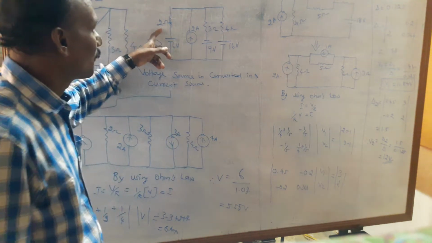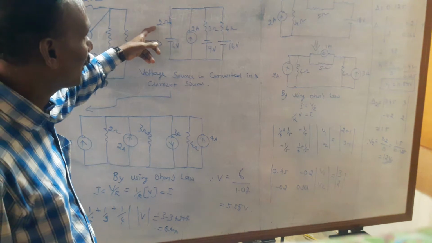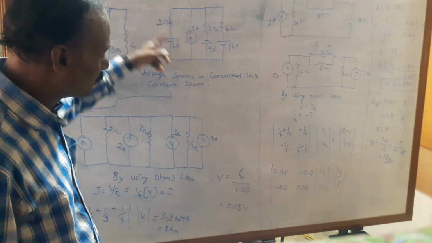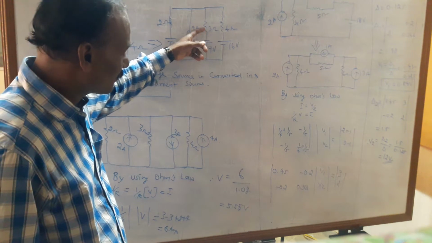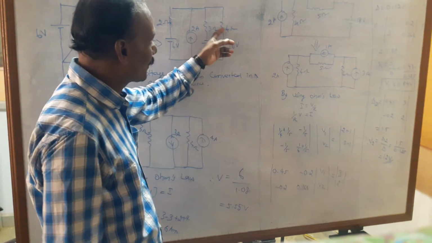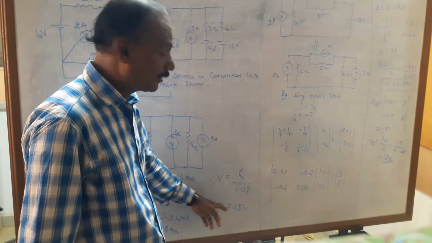For example, the power across the 2 ohm resistance is equal to I square R or VI. So here 2 into 5.5, ten something. Similarly, the power across 3 ohm is 3 into 5.5 volt. Then the power across 4 ohm is 4 into 5.5 volt.